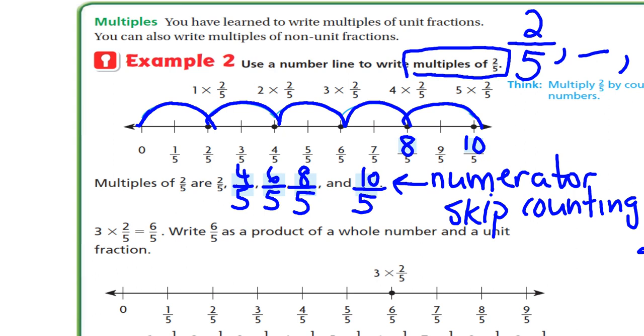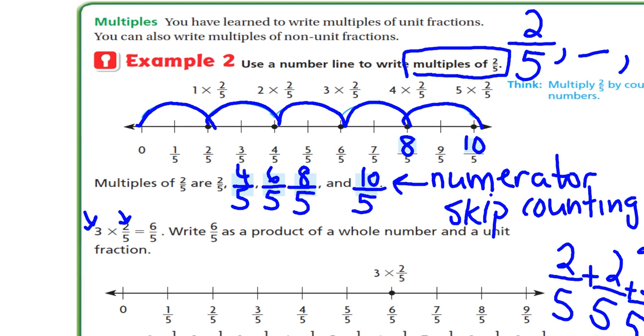Now we can write 3 times 2/5. This is a whole number, but this is not a unit fraction. This is a fraction. But notice how 3 times 2/5 really means add 2/5 3 times. So 2/5 3 times is 2/5 plus 2/5 plus 2/5, which equals 6/5. How do we show that on a number line? We're going to do 2/5 at a time, but we're going to do 3 hops. So this is 2/5 once, 2/5 twice, 2/5 3 times.